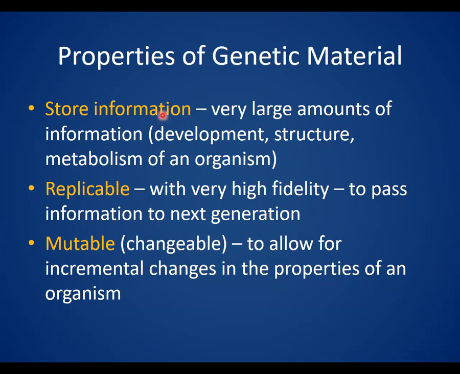So these were the three main properties that whatever molecule it turned out was the genetic material, which, around the turn of the 19th, 20th centuries, nobody really knew. It had to have those properties. And so the scientists who were investigating this had to keep that in mind as they were looking at different large molecules that we knew were present in the cell.